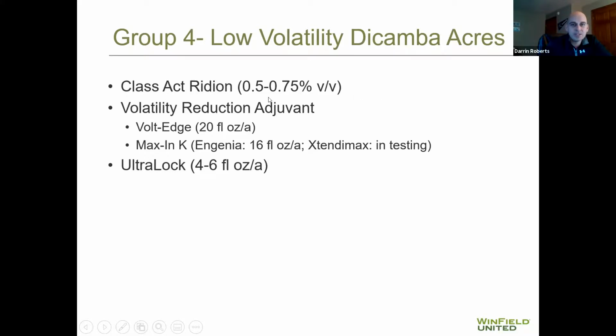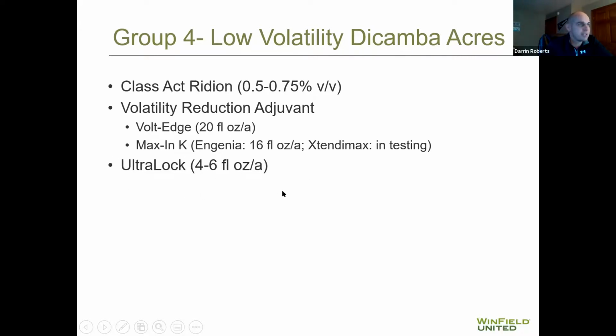Okay, so general recommendations, this is from a Winfield United standpoint. So Class Act NG, a non-AMS water conditioner, 2 to 3 quarts per 100. We include a volatility reduction adjuvant. That's new this year, right? And so our private labeled product is Volt Edge at 20 fluid ounces per acre. Or we also have Max NK that's been approved for Engenia at 16 fluid ounces. It's been approved for Tavium at 64, and then it's in testing for approval as a VRA to be used with Extendimax. Okay, so we have some different options there.